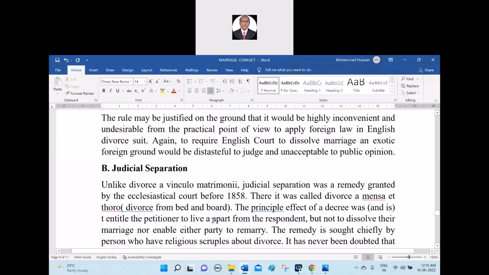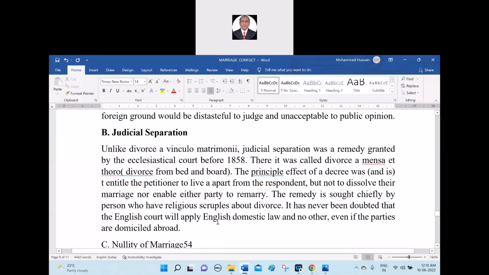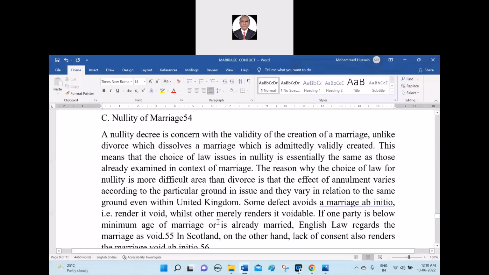So at that instance, in the exams, if you try to mention the sections, if the section is available, by that you will fetch good marks. If you cite a section of a domestic law, then it will be quite good to fetch good marks over there. So that is the judicial separation. Nullity of the marriage we studied, and ab initio.